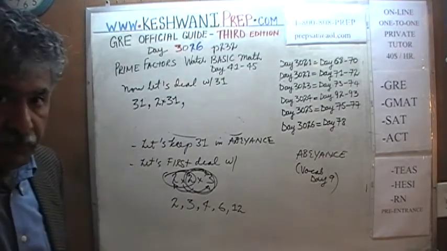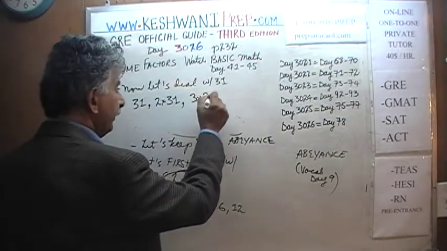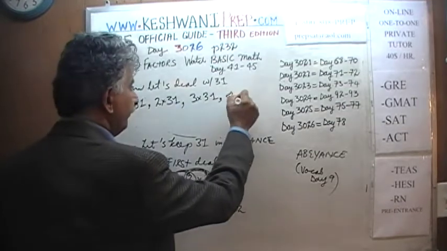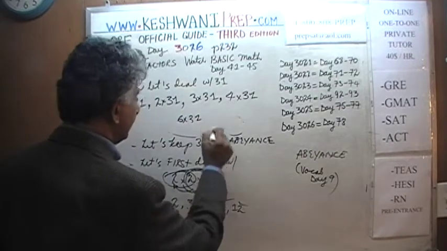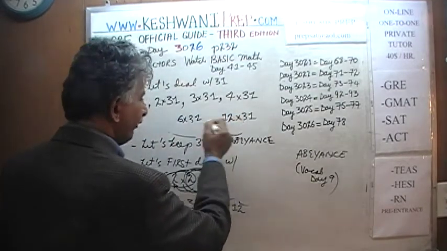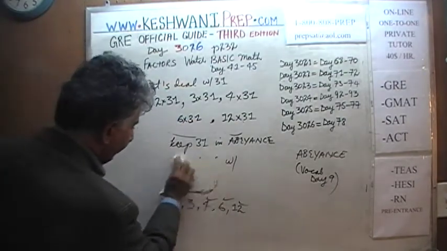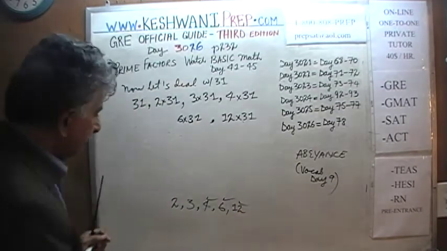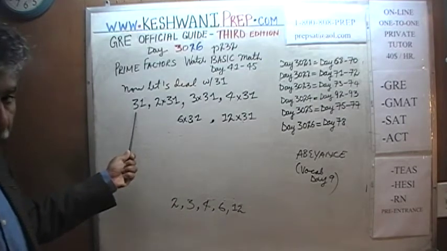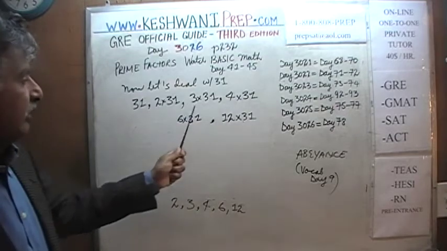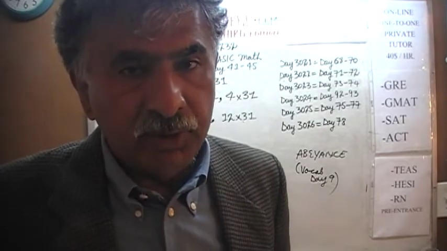If 31 is a factor of 372 and 3 is a factor of 372, so it's going to be 3 times 31, and 4 times 31, and 6 times 31, and 12 times 31. What those values are, we're not going to worry about it right now. So here it is. Our list is done. I'm going to erase everything except the factors. There you go. 2, 3, 4, 6, 12, 31, 2 times 31, 3 times 31, 4 times 31, 6 times 31, 12 times 31 are all the factors of 372.